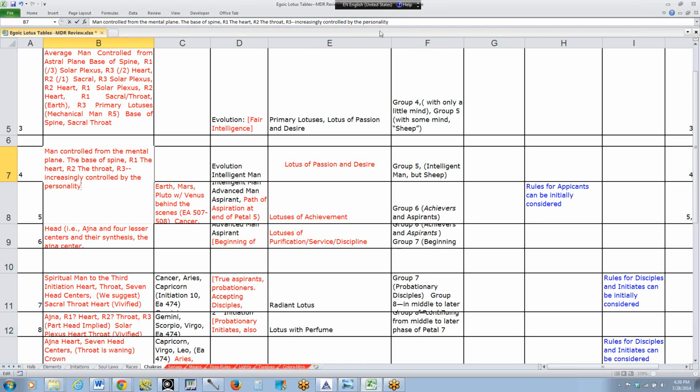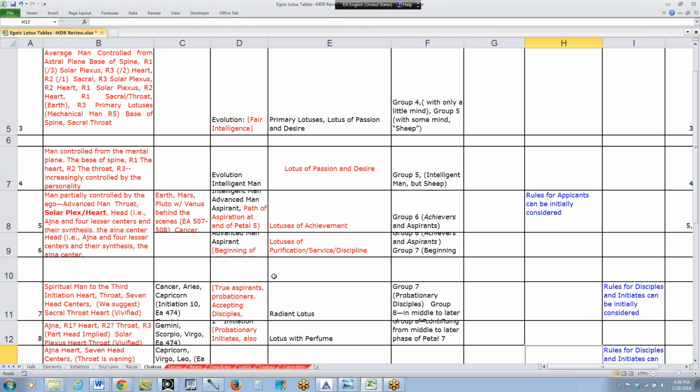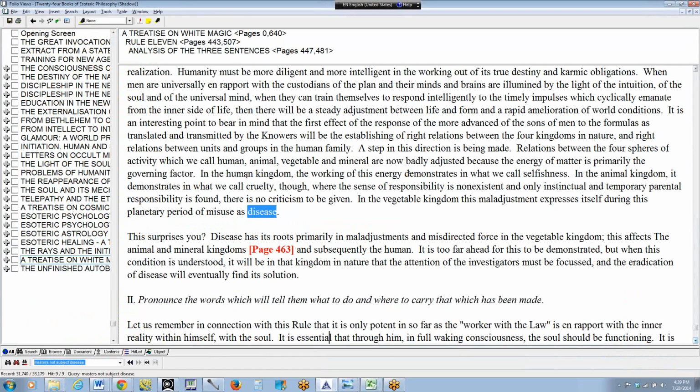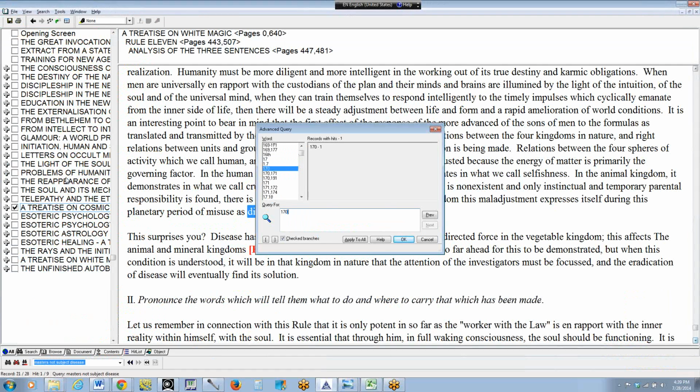By that center, it's still a mental center, which we call the personality. Now, man partially controlled by the ego, advanced man: throat, solar plexus, heart, and the head, that is the ajna and 4 lesser centers, and their synthesis, the alta center. So let's just take a quick look here at Cosmic Fire, page 170, and we'll just confirm that.